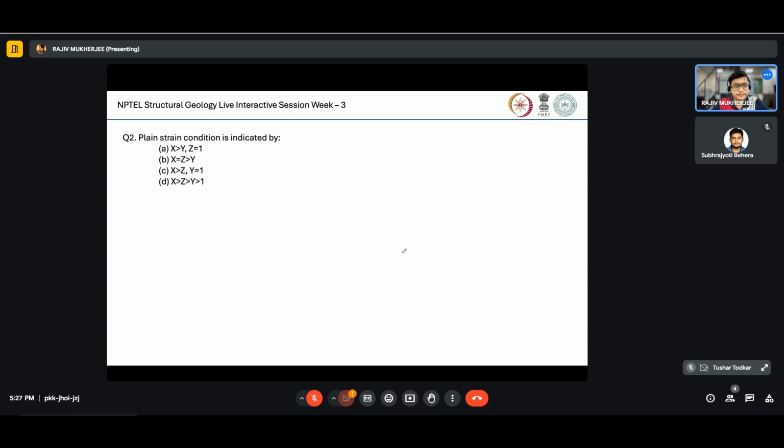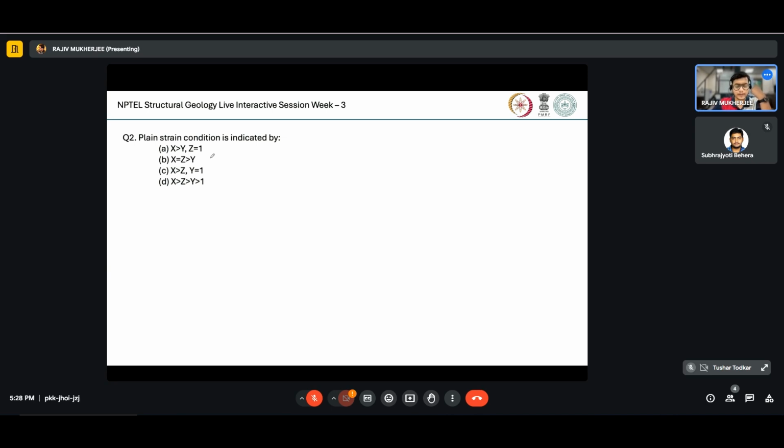Okay. So the next question is, plane strain condition is indicated by option A, x is greater than y, z equals 1. Option B, x is equal to z and altogether greater than y. Option C is x is greater than z, y is equal to 1. And option D is x is greater than z, greater than y, and altogether greater than 1.